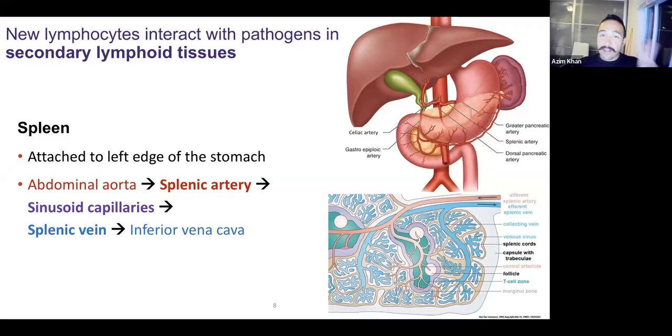So those are our two primary lymphoid tissues. What about secondary lymphoid tissues? Now, there are several secondary lymphoid tissues. A secondary lymphoid tissue is a place where newly made lymphocytes, whether we have B lymphocytes or T lymphocytes, are able to interact with pathogens.